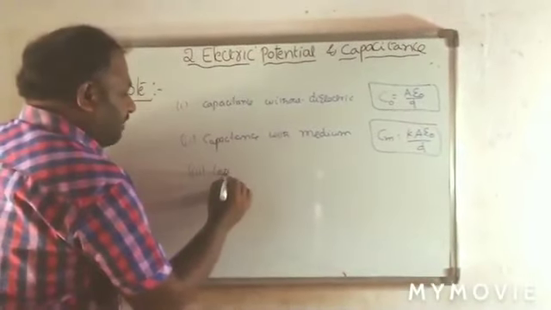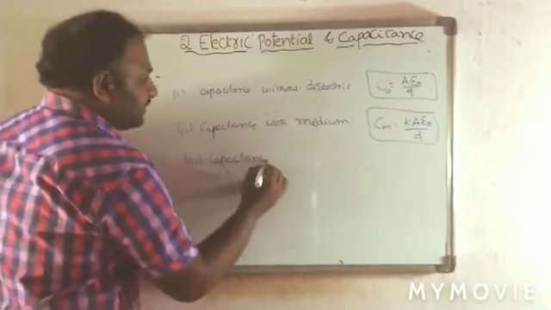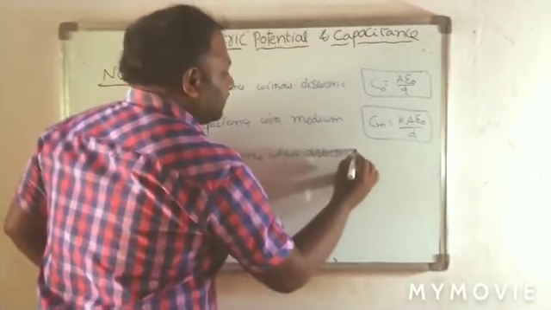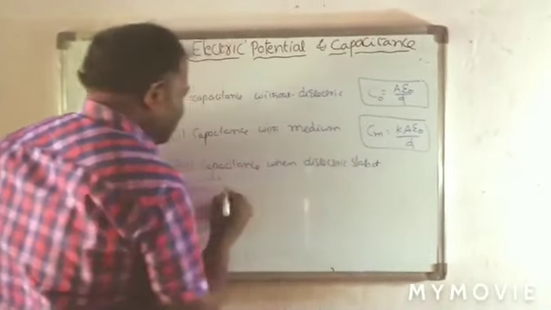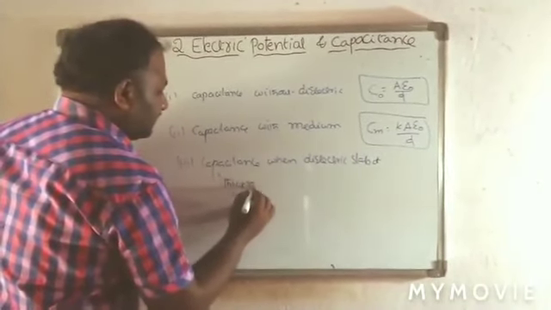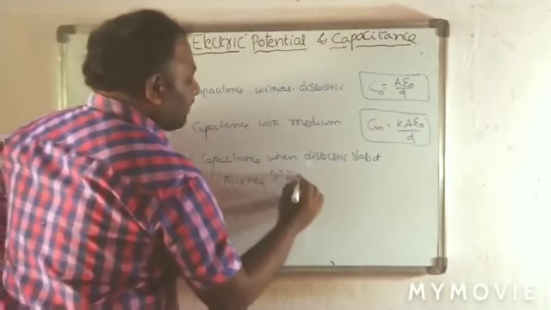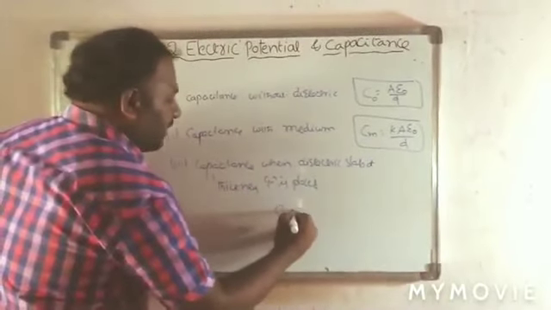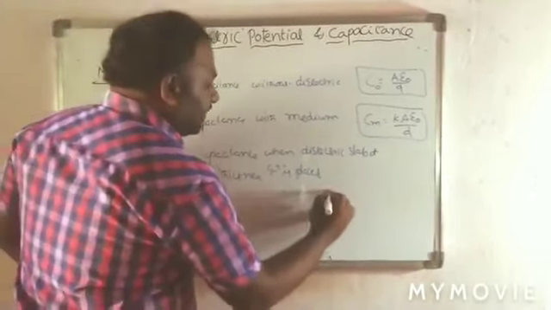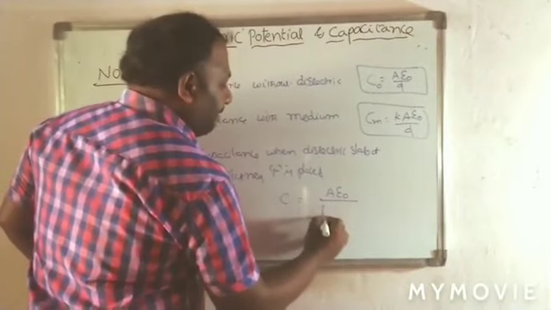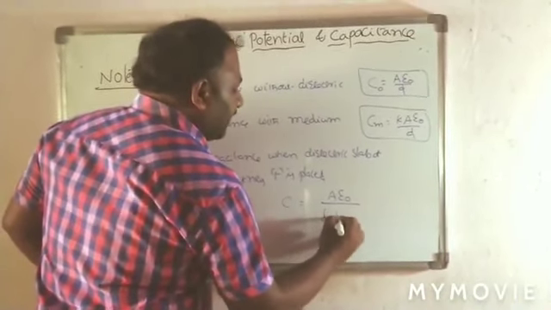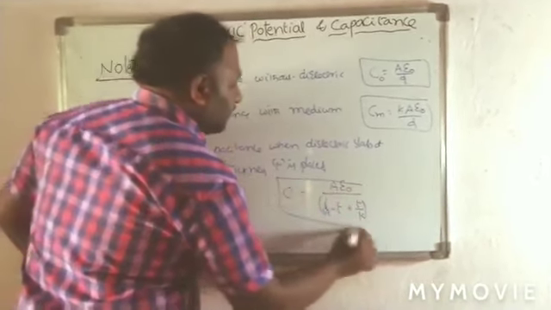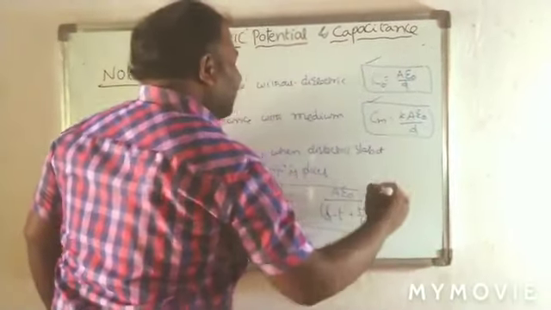Next, capacitance when a dielectric slab of thickness T is placed. Now the capacitance of the parallel plate capacitor can be written as A epsilon naught by (D minus T plus T by K). So these are the formulas which we are going to use in the case of the parallel plate capacitor.